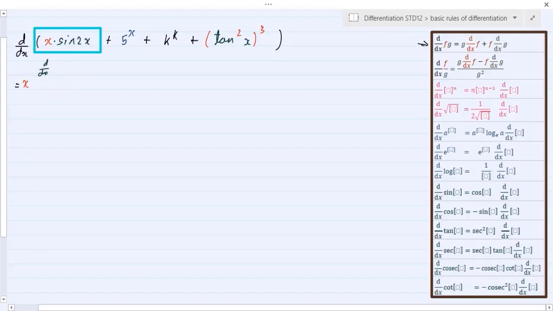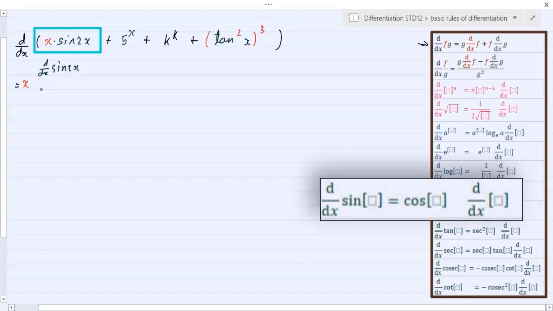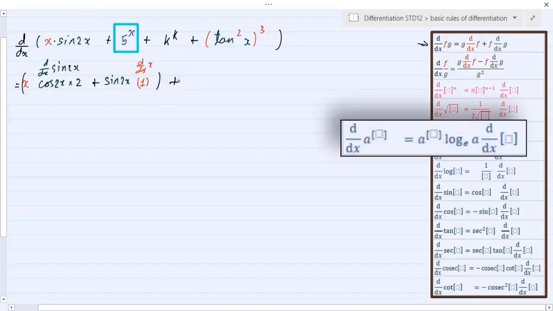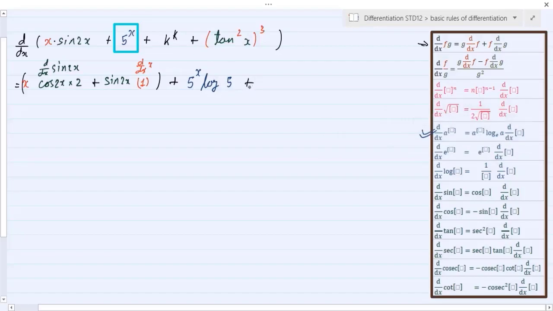We have to differentiate sin 2x, which is nothing but cos 2x into the coefficient of x, which is 2, plus, now sin 2x will be as it is. We have to differentiate x, which is 1. So here we differentiate the first term, plus differentiation of pi raised to x is nothing but pi raised to x log pi. So we get the differentiation of the second term.